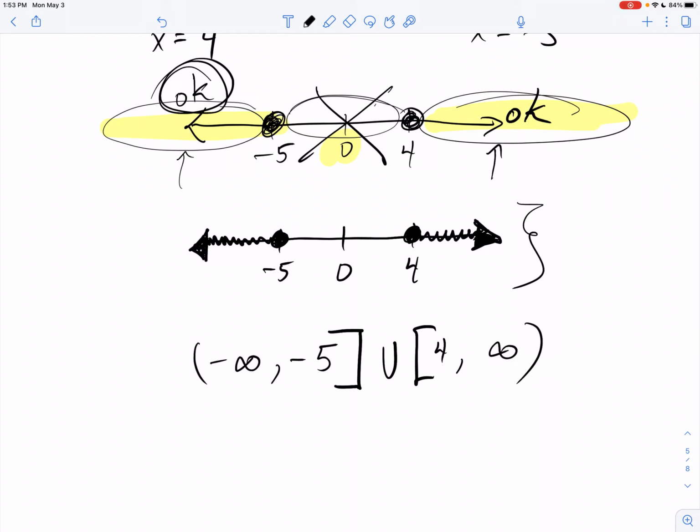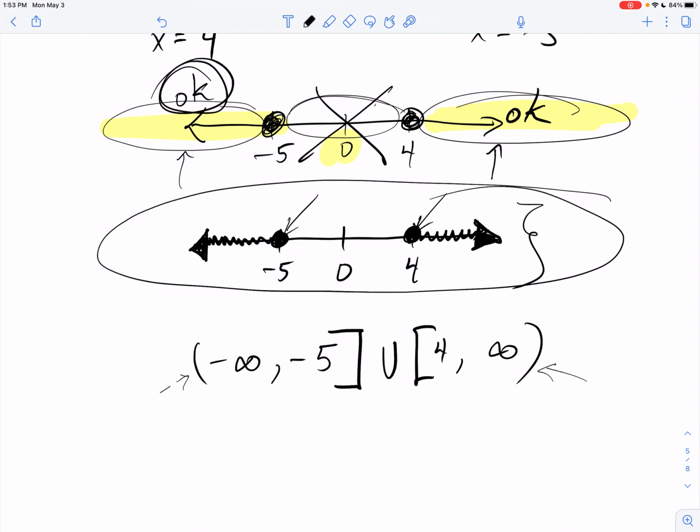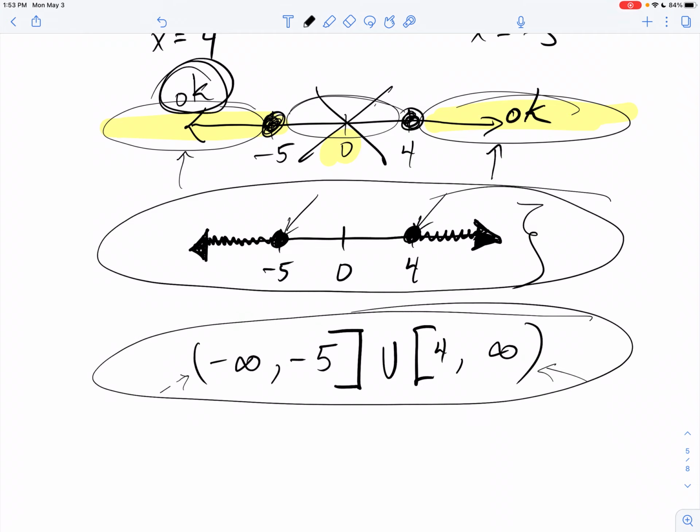Everything that's smaller than negative 5, look, there's why I have to use a bracket. There's another reason why I have to use a bracket. And remember, Mom always said, don't put brackets on infinity. So that's the answer they have, but just to keep your skills sharp, that would be the answer in interval notation. So here we go.